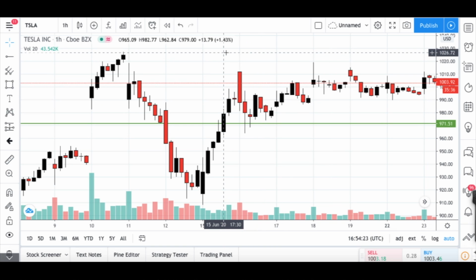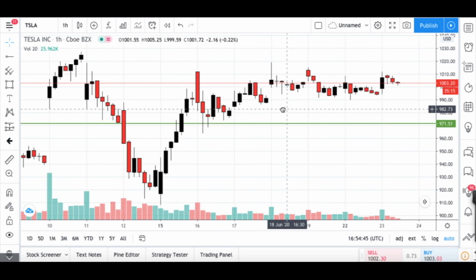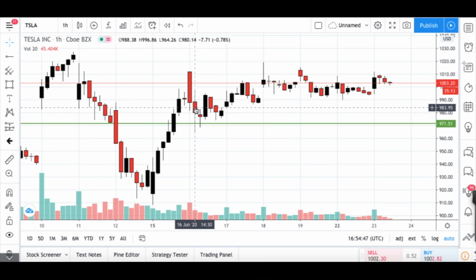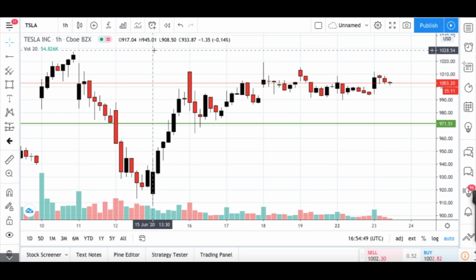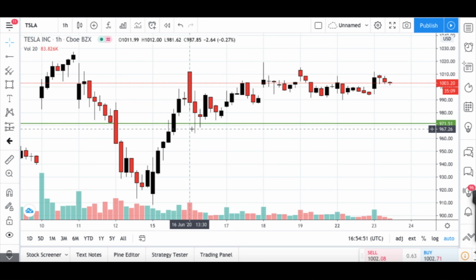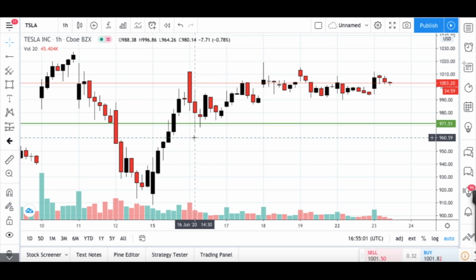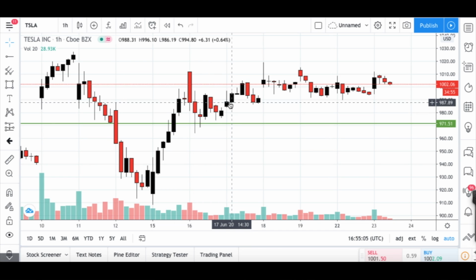Now we have 983 to 1028 area. So our targets at this point of time, if we entered on that candle, would be $50 per stock. Our risk from entry was 83. The risk would be 68. So your risk would be $10 to gain about $50 in the price of a stock.